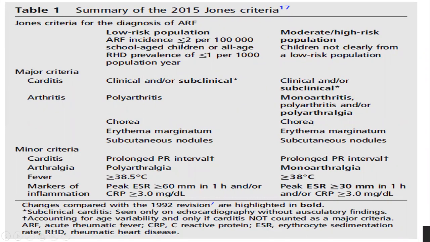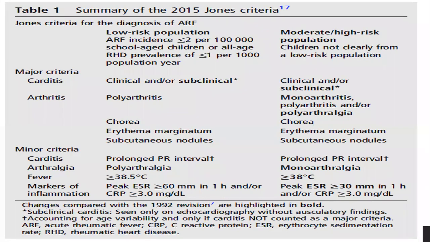So the 2015 modified Jones criteria, the first thing you have to tell is it classifies the people into two populations: low risk population and high risk population. Low risk population is where the annual incidence of acute rheumatic fever is less than 2 per 1 lakh population, and rheumatic heart disease prevalence is less than 1 per 1000. This is called low risk. High risk is where rheumatic fever incidence is more than 2 per 1 lakh population, and rheumatic heart disease is more than 1 per 1000 population per year. We are in a high risk population.